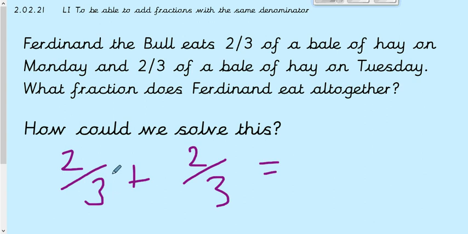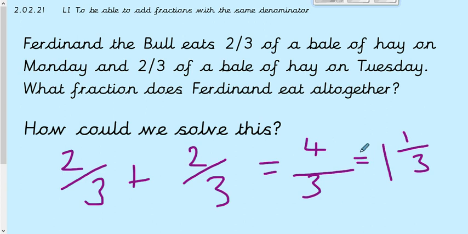Remember, we keep the denominator the same, so we've got 3 and 3, and then you add the numerators. So 2 add 2 would be 4. Therefore, he has eaten 4/3, or you can write that as a mixed number, which would be 1 and 1/3. I feel like I whizzed through that quite quickly, but I hope that's straightforward. It's the same concept as yesterday: you keep the denominator the same, and you just add the numerators. Then I've just converted it from an improper fraction to a mixed number.